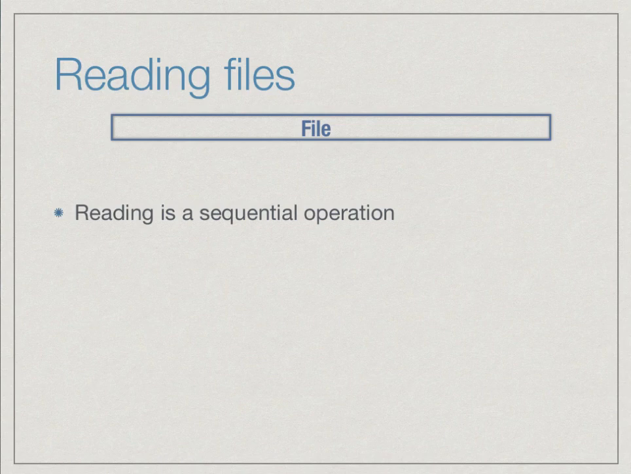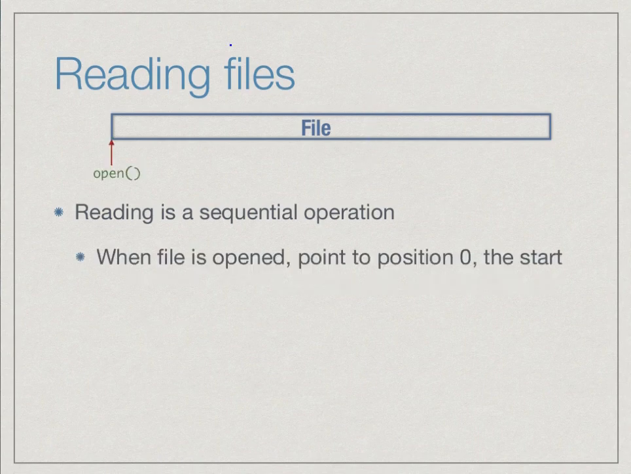Reading files is inherently a sequential operation. Now, of course, if we use the basic command read, it reads the entire contents. So obviously it reads it from beginning to end. But if we are reading one line at a time, then the way it works is that when we open the file, we are initially at the beginning of the file. So you can imagine a pointer like this red arrow, which tells us where we are going to read next. So initially when we open, we are going to read from the beginning.